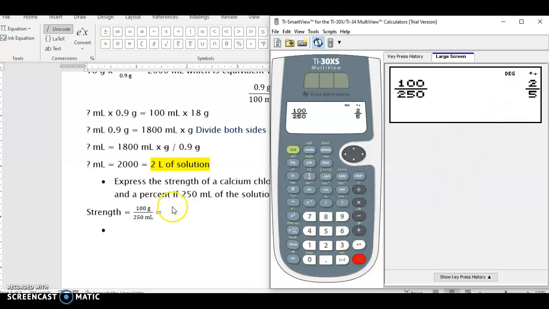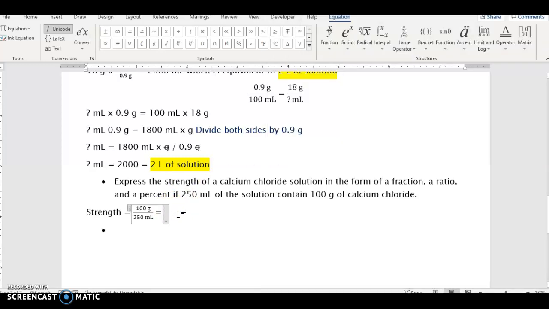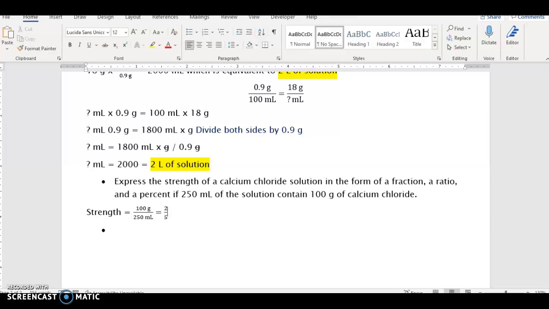When simplified it is equal to 2/5. So this is equal to the fraction 2/5. So as a fraction, the strength of the solution is 2/5. Once we have the simplified fraction, we can easily write the ratio. So the ratio would be 2 parts solute to 5 parts solution.